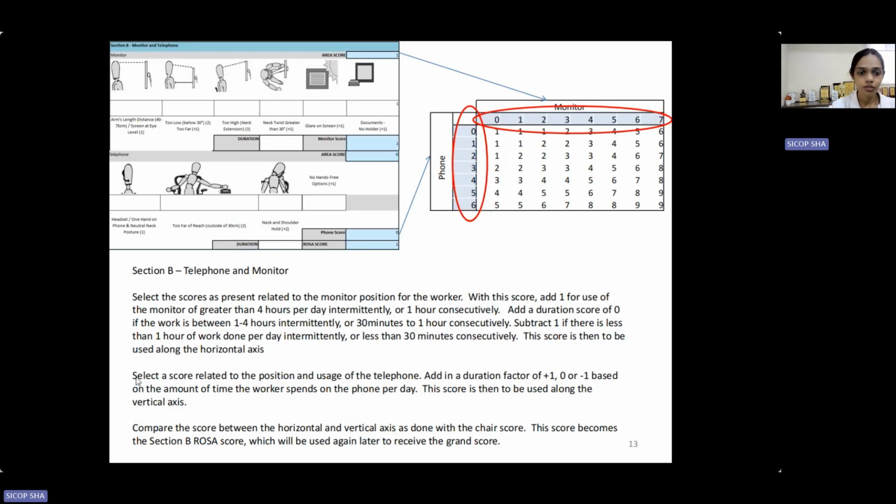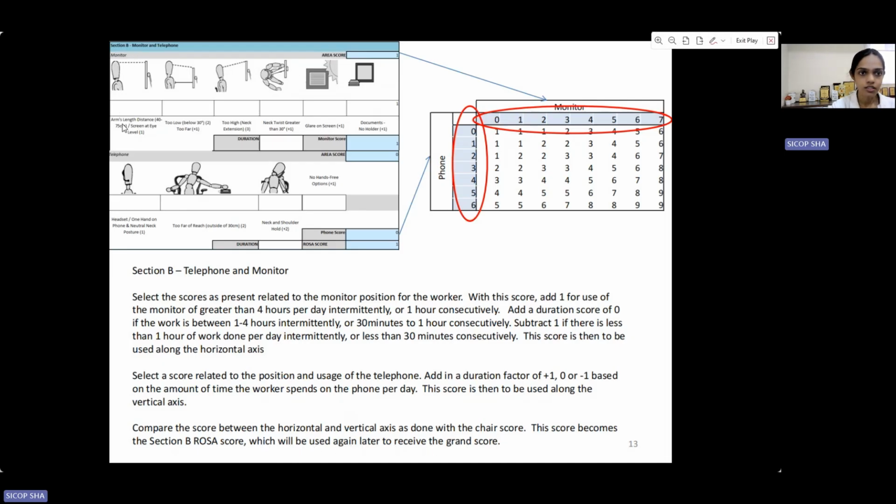This score is then to be used along the horizontal axis. Then select a score related to the position and usage of the telephone. Add in a duration factor of +1, 0 or -1 based on the amount of time the worker spends on the phone per day. This score is then to be used along the vertical axis. Compare the scores between the horizontal and vertical axis as done with the chair score, and this becomes the section B ROSA score, which will be used again later to receive the grand score.